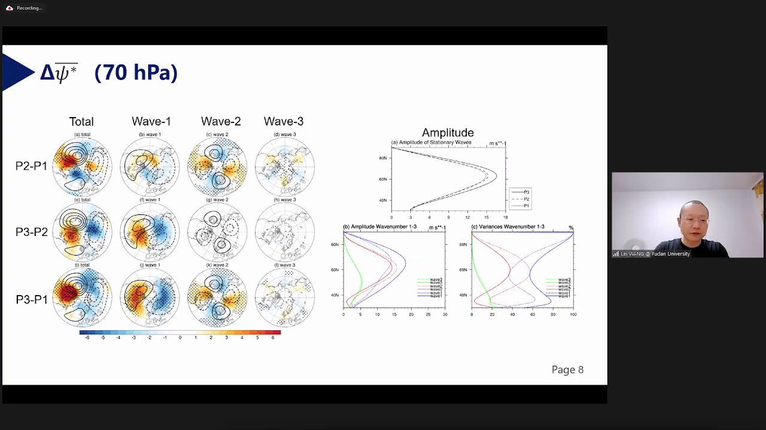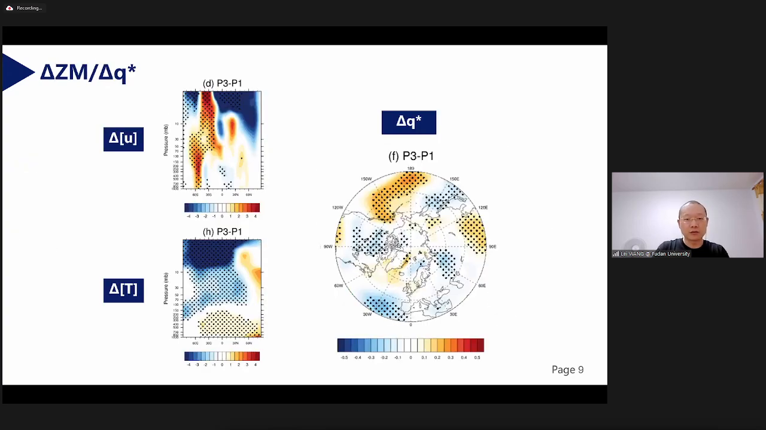So from the observations, we can see these, and we can see if we decompose them into the response to changes in zonal mean, we show here the zonal mean velocity and the temperature pattern here, and also in the changes in zonally asymmetric diabatic heating.